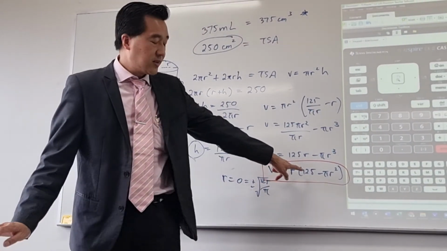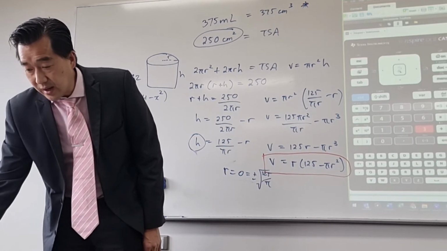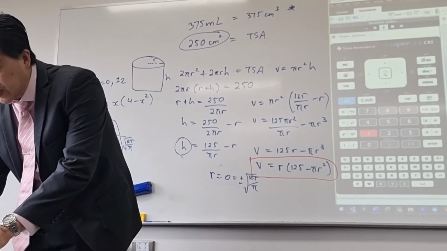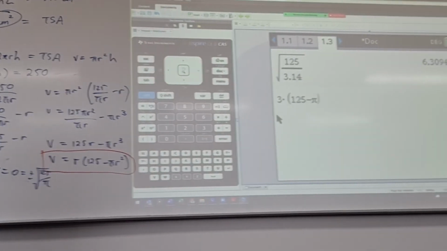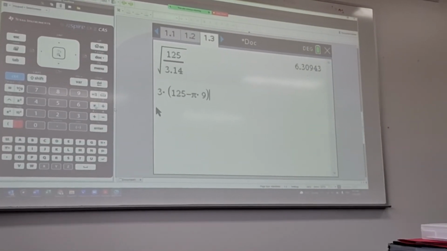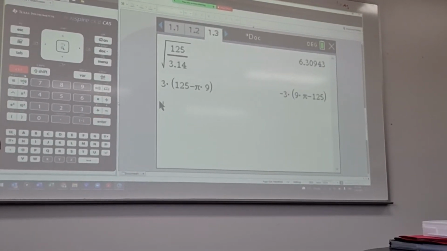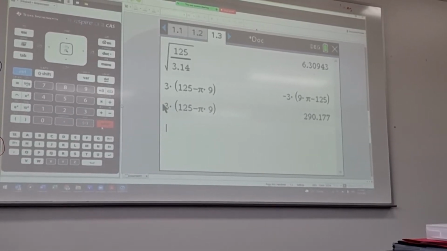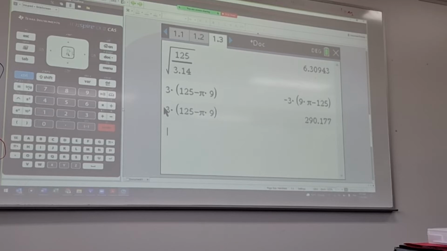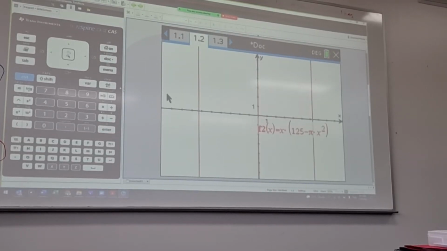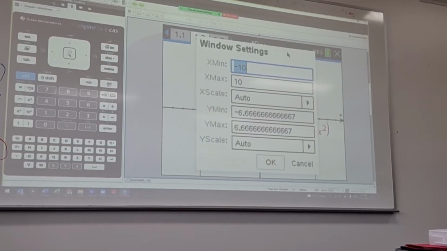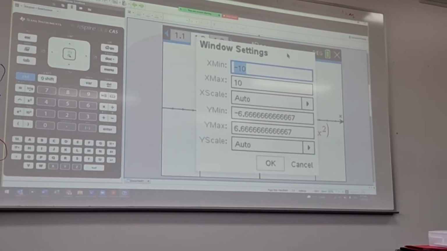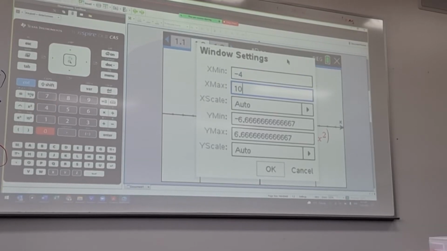Right? So I substitute that into this, so we get 3 times 125 minus 9 pi. Control enter there. 290. Alright, so I think I may have used the wrong dimensions for CAD, but anyway. So again, so let's set the axes. We only want to go up to 3. Oh no, 6. So we'll go from negative, we'll go negative 4 up to 10, and that's it.